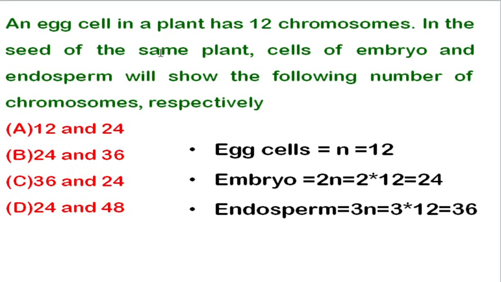Next, an egg cell of a plant has 12 chromosomes. In the seed of the same plant, the cells of the embryo and endosperm will show the following number of chromosomes. They are asking us to find how many chromosomes will be present in the embryo and how many chromosomes will be present in the endosperm.